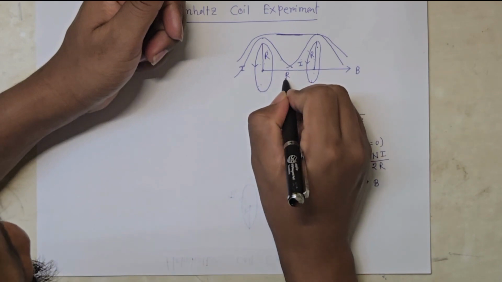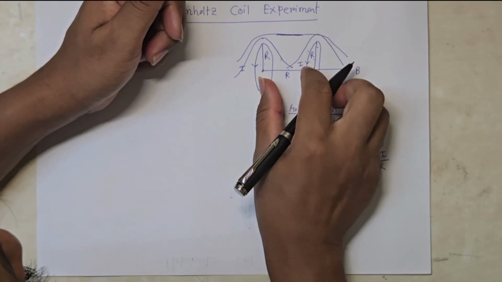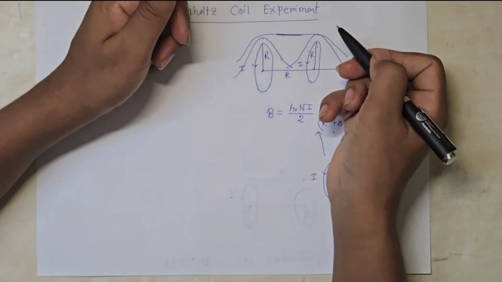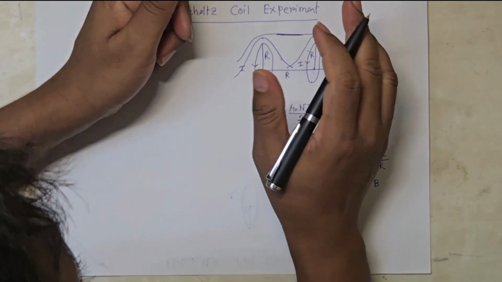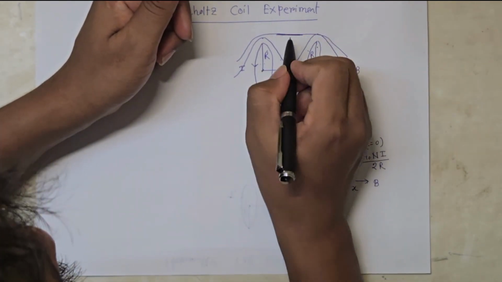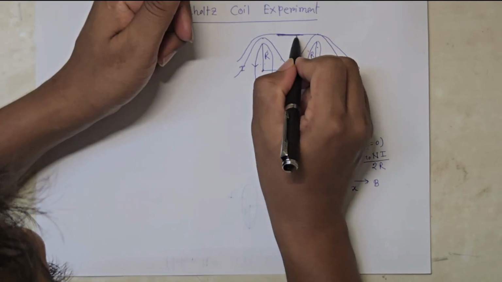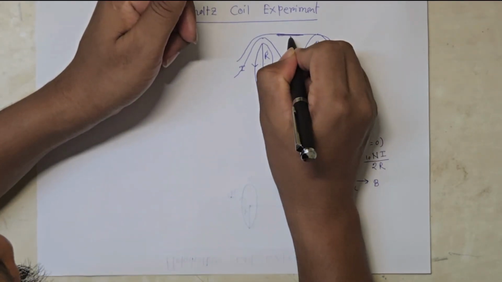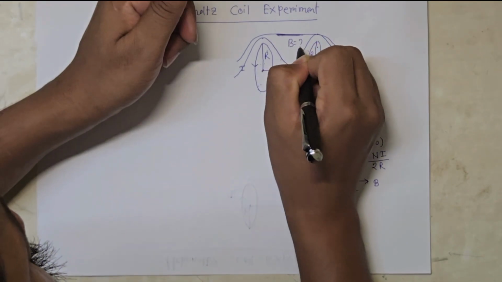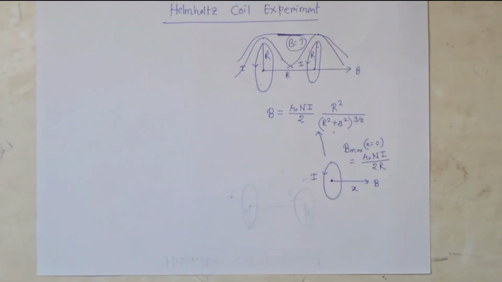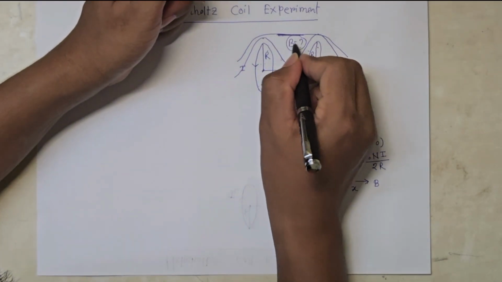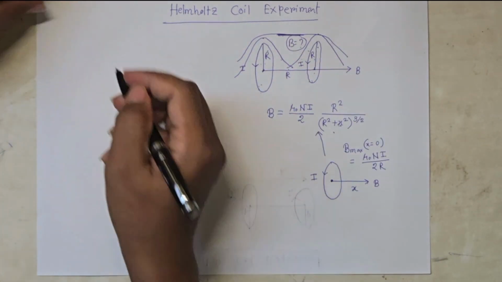The reason behind keeping them at a distance R is to make this constant magnetic field. In this experiment, our motive is to measure this uniform magnetic field of these two coils. So what is B here? Now what is the value of the magnetic field here? What is the working formula?